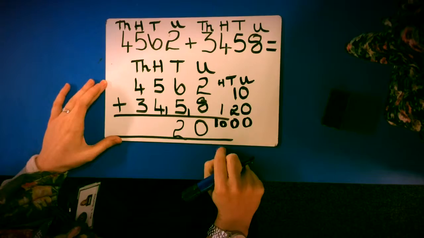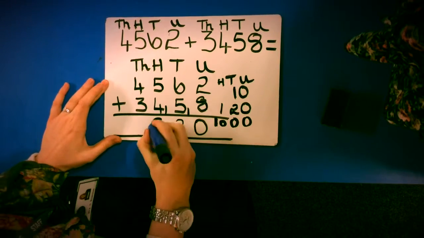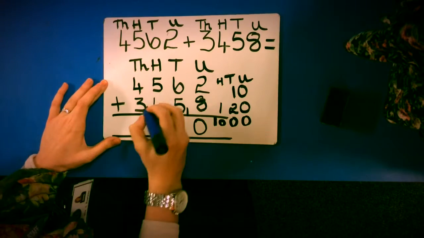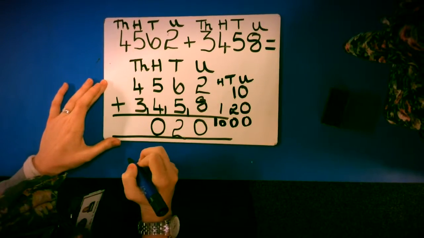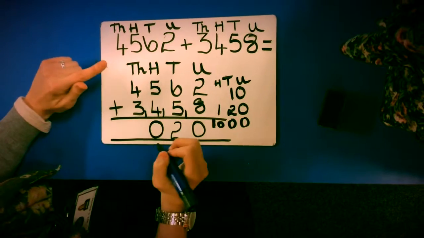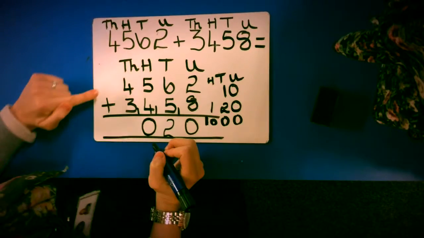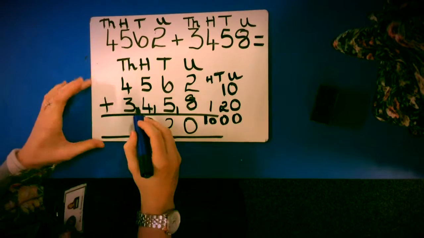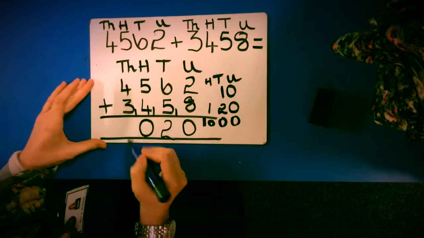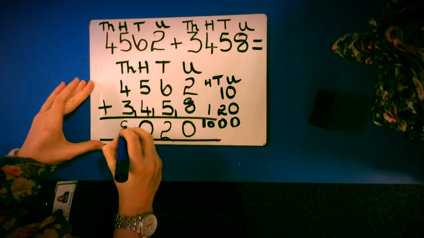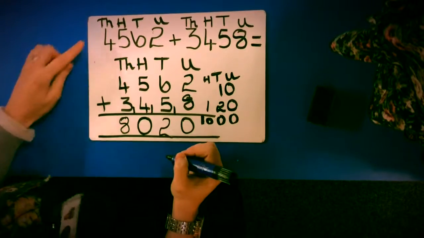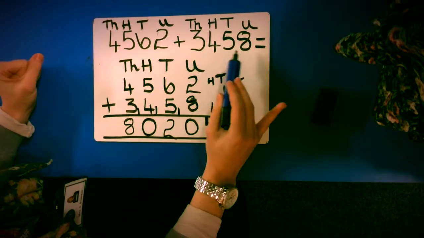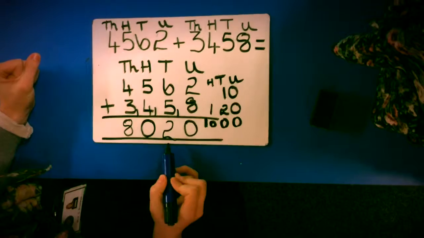digit. So we've got no hundreds, so I put my 0 to say I've got no hundreds, my placeholder, and I carry my 1000 into the 1000 column. And then I can move on to adding my thousands. 4,000 plus 3,000 equals 7,000. Remembering my carried amount, 7,000 plus 1,000 is 8,000. So 4,562 plus 3,458 equals 8,020.